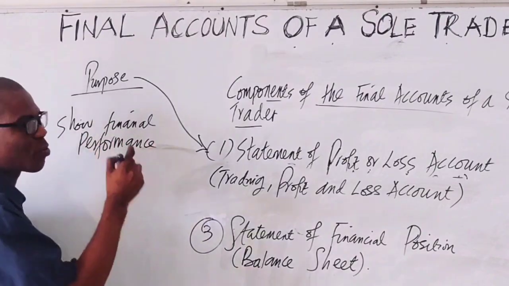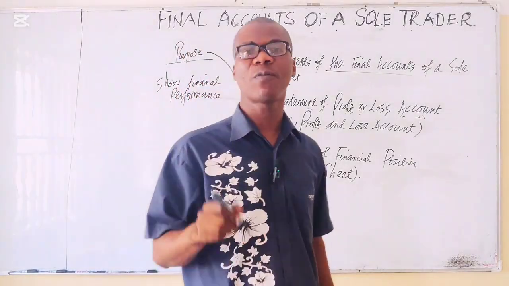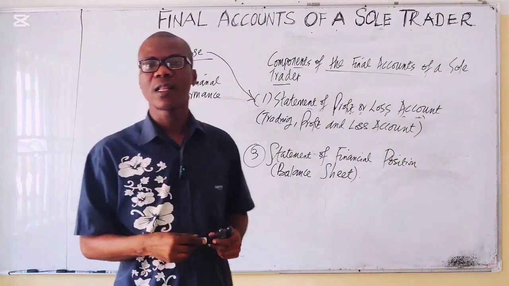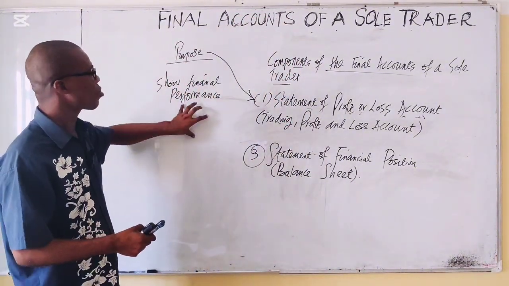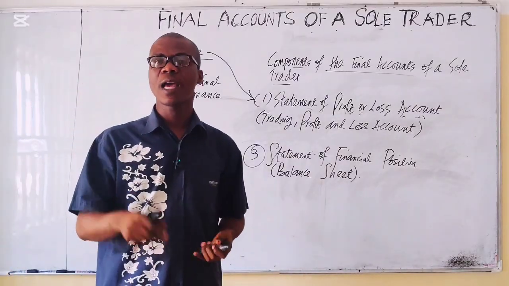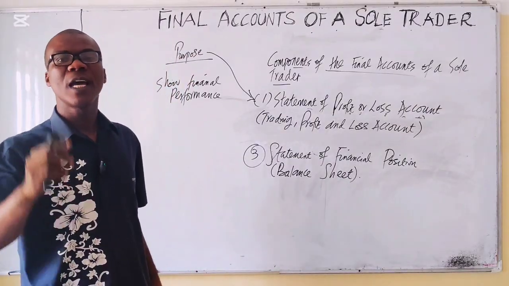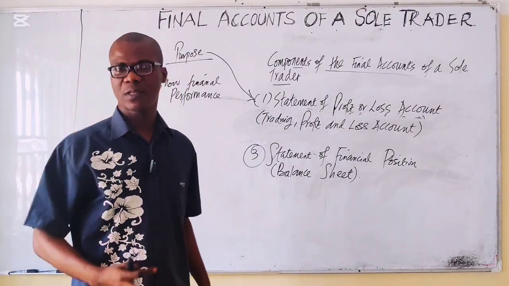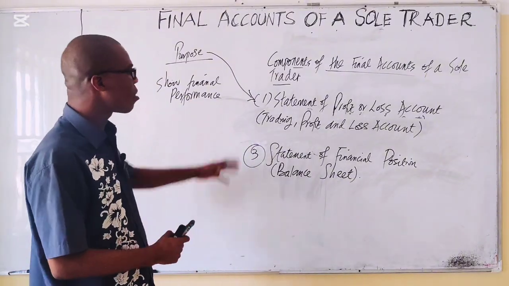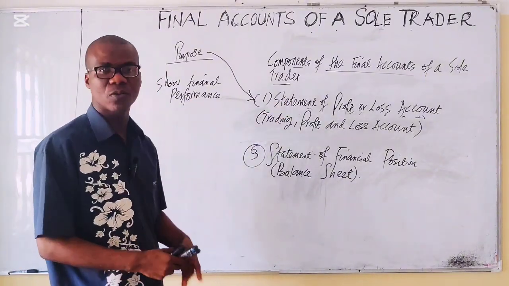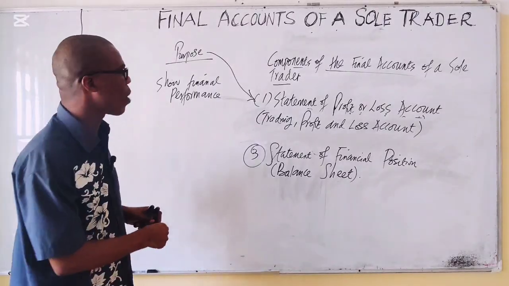That's its purpose. This is why you prepare the statement of profit or loss account. The reason for preparing it is to show financial performance. And under financial performance, you have to ascertain profit. And under the statement of profit or loss account, there are two kinds of profit that you ascertain.